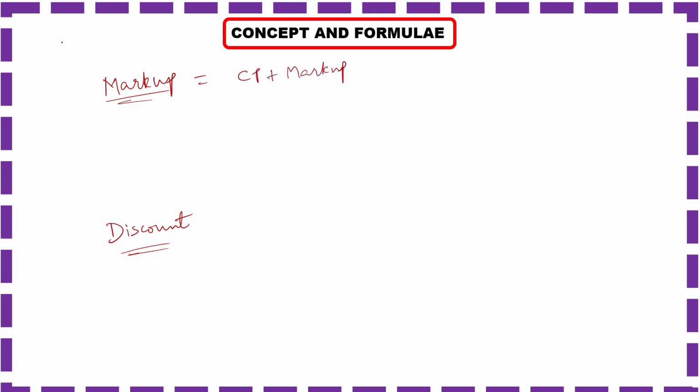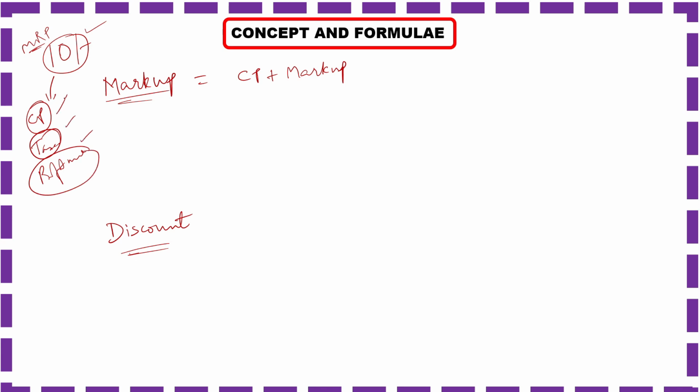Some markup. Let's say a product's MRP is 10 rupees. Then this 10 rupees includes the cost price of the product. It also includes the taxes. It also includes the profit margin, right? So each and everything is included in this 10 rupees.